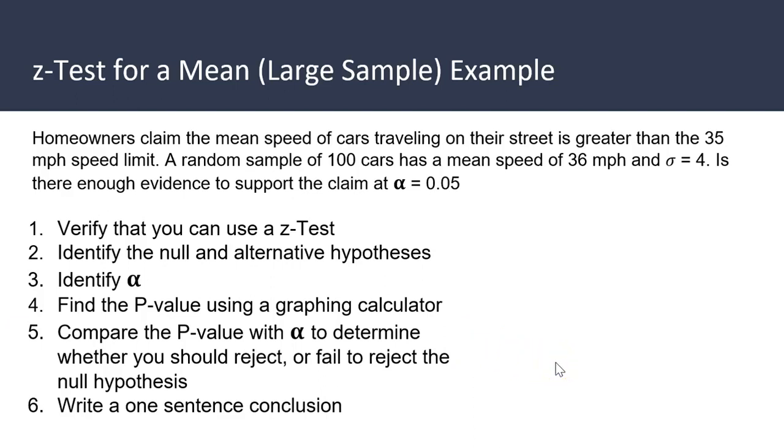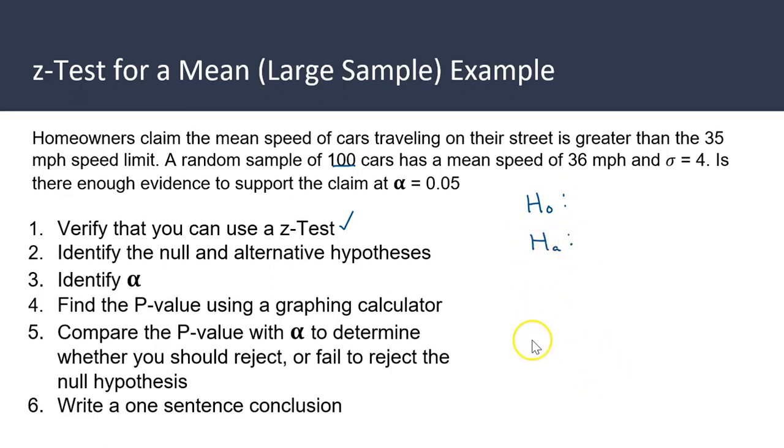Homeowners claim the mean speed of cars traveling on their street is greater than the 35-mile-per-hour speed limit, and then they have a sample. So verify that you can use a z-test. A random sample of 100 cars. 100 is greater than or equal to 30, so we're using a z-test. All right, so let's write our hypotheses. So we have null and alternative.